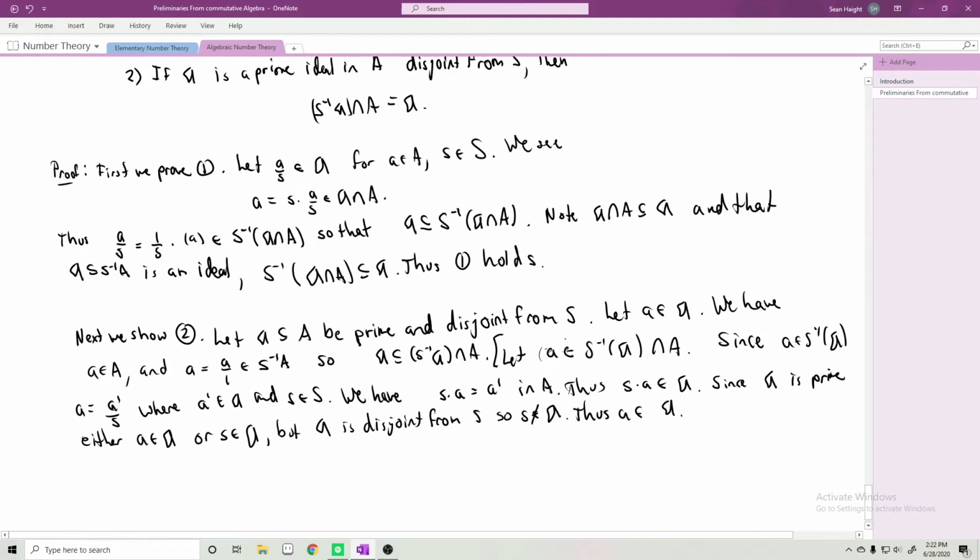So what is my ultimate goal? Well, my ultimate goal was to show that an element here wasn't here, and that's exactly what I just did. Thus, S inverse mathfrak A intersect A is contained in mathfrak A, and we've shown both directions of the equality, so that too holds.